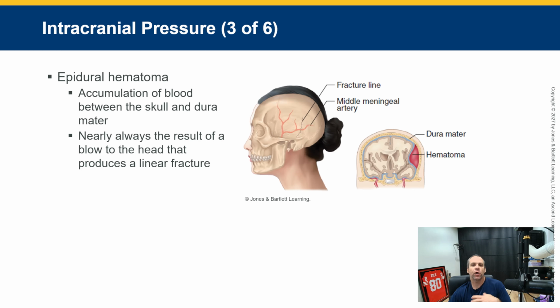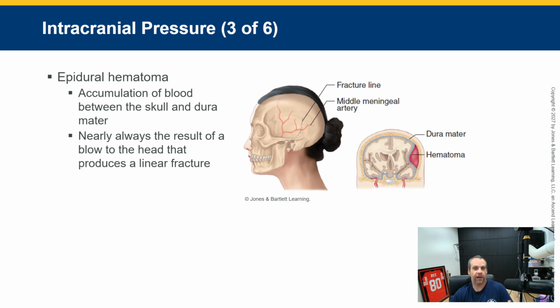An epidural hematoma really is a collection of blood between the skull and the dura mater. This commonly follows a direct impact to the temporal region that fractures that thin bone and tears the middle meningeal artery. Because the bleeding is usually arterial, the hematoma is going to expand very quickly, because there's a lot of pressure and a lot of blood flow in those arteries.